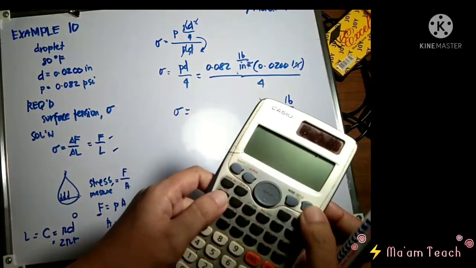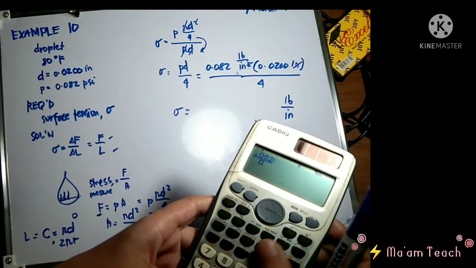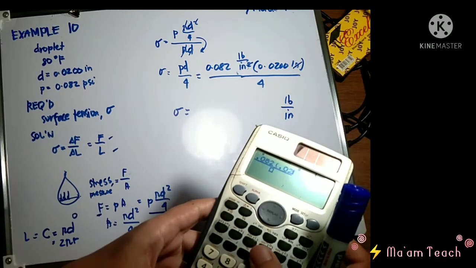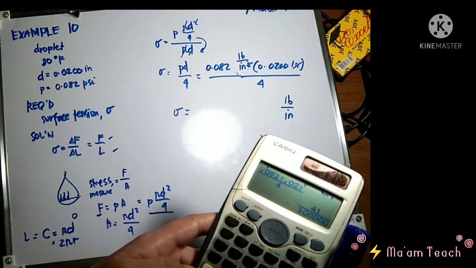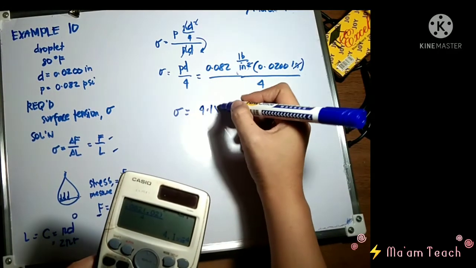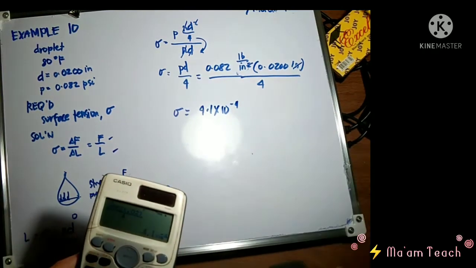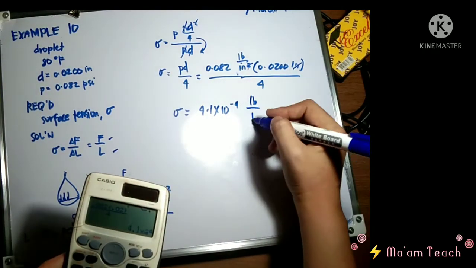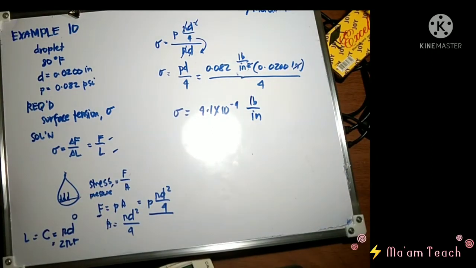So, using your calculator, how much is this value here? We have 0.082 times 0.02 over 4. Okay, so we have 4.1 times 10 to the negative 4, and the unit is pound per inch. Take note again, pound is a unit of force and inch is a unit of length. And that's it, class, the solution for example number 10.